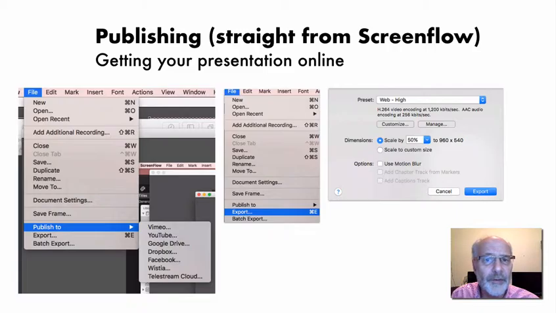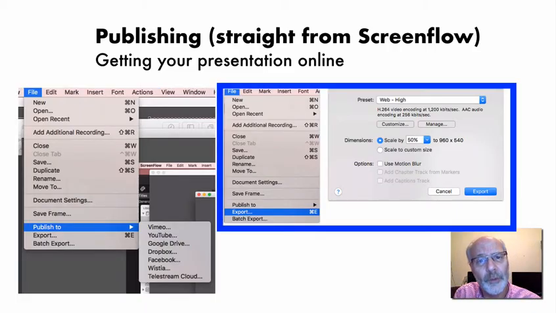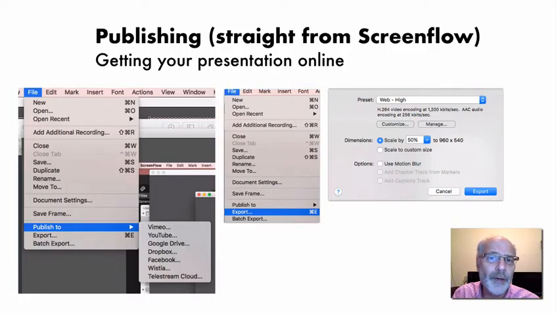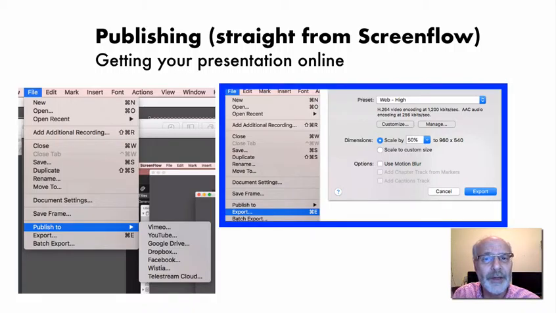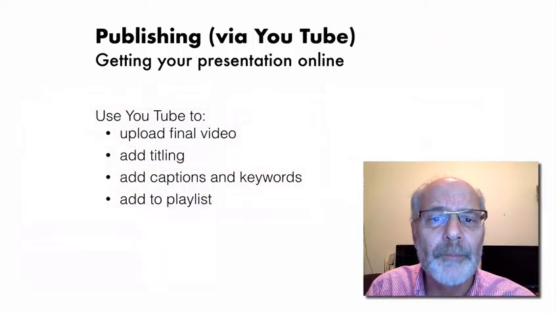There's advantages and disadvantages to both. The first, the one on the left, is a little faster. The one on the right gives you more control because you're going to be able to save the final product to your hard drive and then put it on a thumb drive, etc., and get it up on YouTube that way. So let's take a look at the second way, how you get it up to YouTube from your computer.